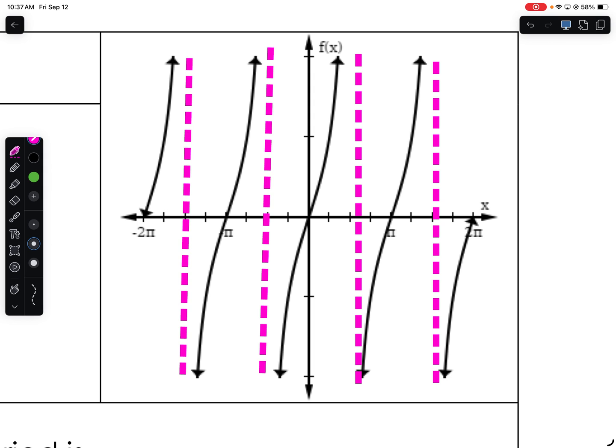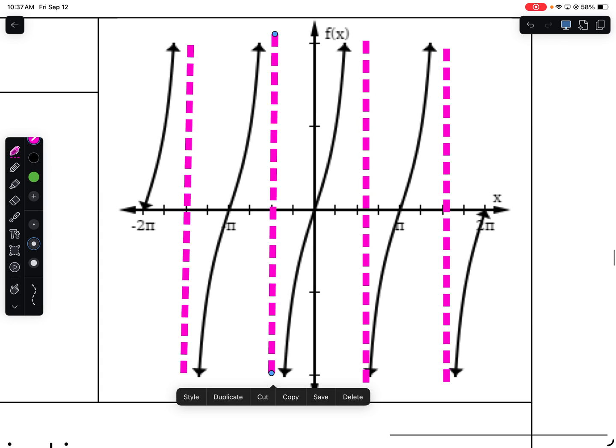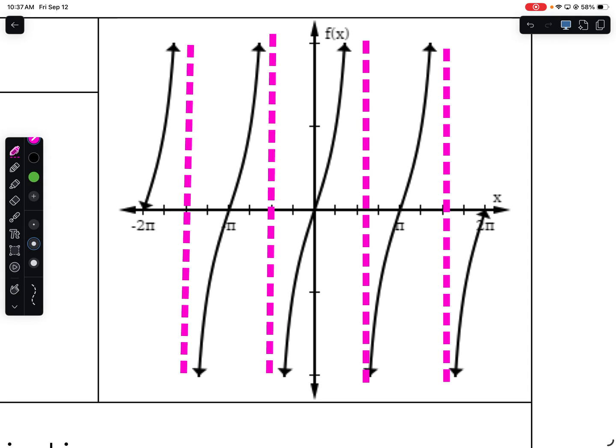You too should draw them in. Then we'll talk about why they're there. So draw those in real quick. It's right after the sine and cosine if you're looking. You good?